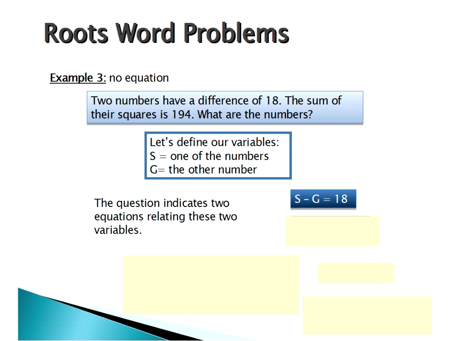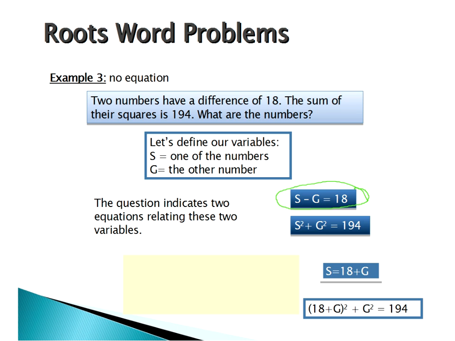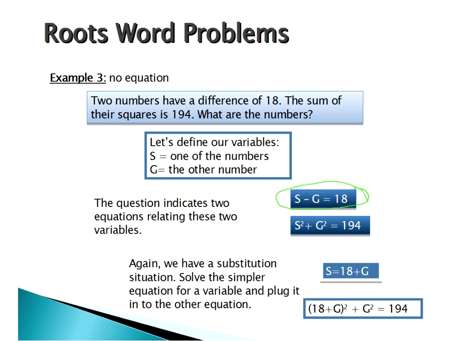So the question gives us 2 equations. There's one of them. It says the sum of their squares is 194. So sum means adding. What am I going to add? I'm going to add their squares. So S squared plus G squared equals 194. And so now I'm going to take the simpler equation. I'm going to solve it probably for S here, since it's just adding G to both sides. And then I'm going to plug it into the second equation. Okay.